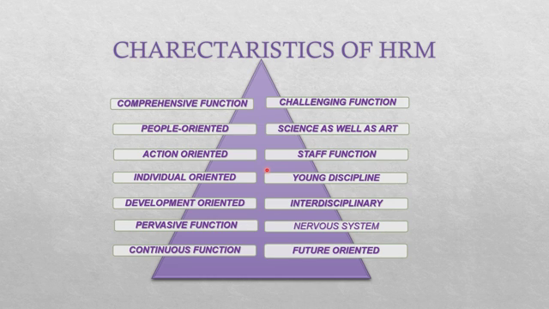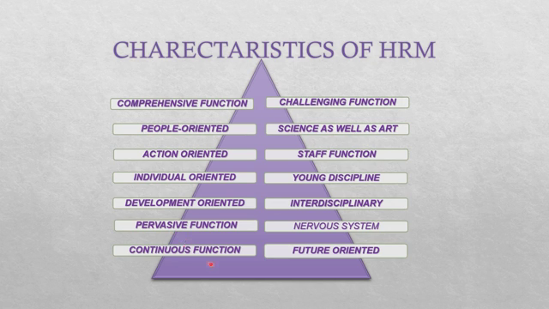So all these things are done under the pervasive function. There is no restriction or boundary where human resource management is not required. It's required at every level, and in every discipline of work. So it's a pervasive function. Pervasive means it is not confined to a particular area. It's required everywhere, wherever people are working.